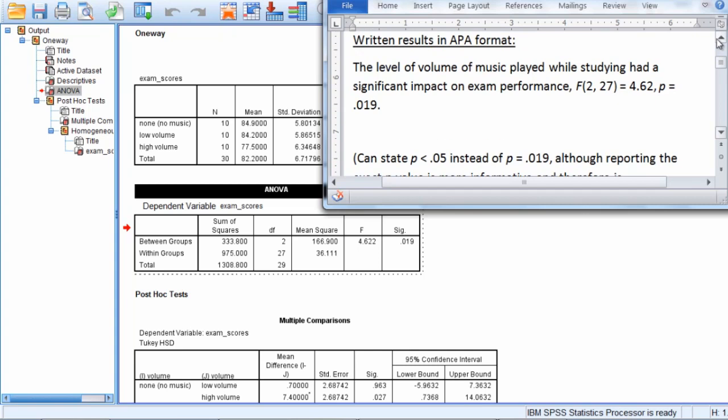Moving back up to our written results here, it's worth mentioning that at this point in the analysis, while we know that there is a significant difference, we cannot say for sure where that difference is. To do that, we need to conduct what's called post hoc tests, and we'll do that in our next video.